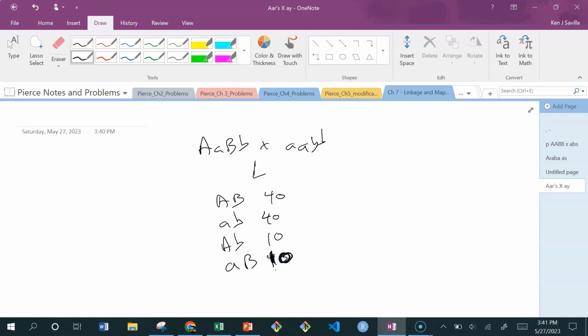So let's say it's like this. These are the most, so that's a parental, that's a parental, that's a recombinant, that's a recombinant. So that's the first thing you need to do whenever you see these crosses. Which two are the most? Those are the parentals. And which two are the least? Those are the recombinants.